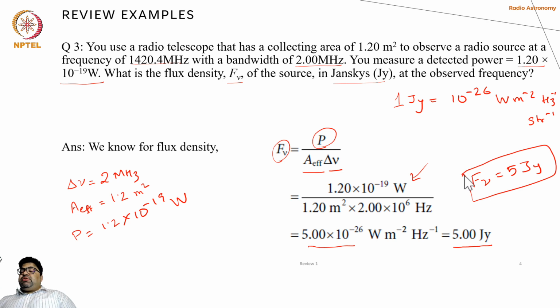It's a very standard problem. So we have an effective area of the telescope given. We also have the frequency of observation, which doesn't come in this particular picture. We have the bandwidth of observation, 2 megahertz, and then we have the detected power. Okay, and so we finally get 5 Jansky.